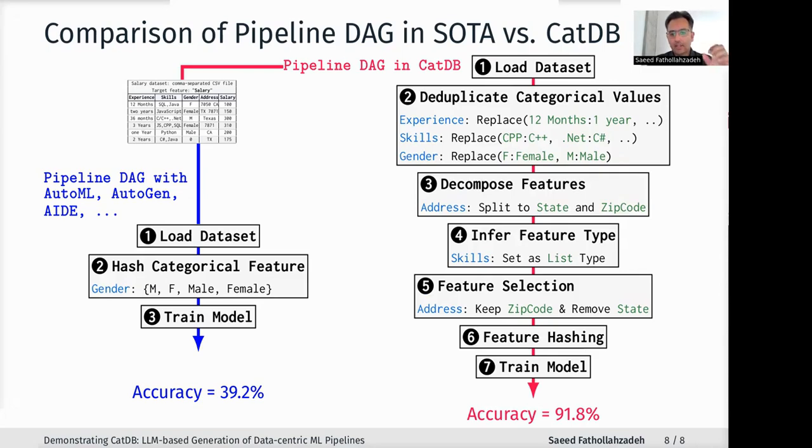After loading a dataset, feature values are deduplicated and annotated as categorical features in step 2. The address feature is decomposed and the skill feature is annotated as a list type. All of these major pre-processing steps improve the data quality and have a significant impact on the model performance. As you can see, the model accuracy in CatDB is 91.8%, which is much higher than the baseline accuracy of 39.2%.